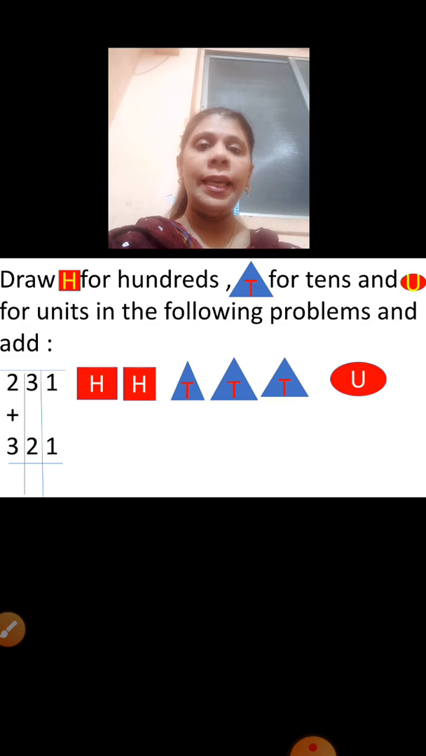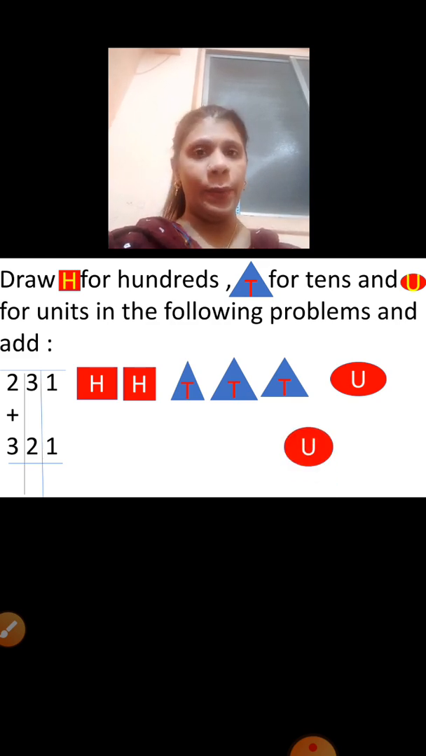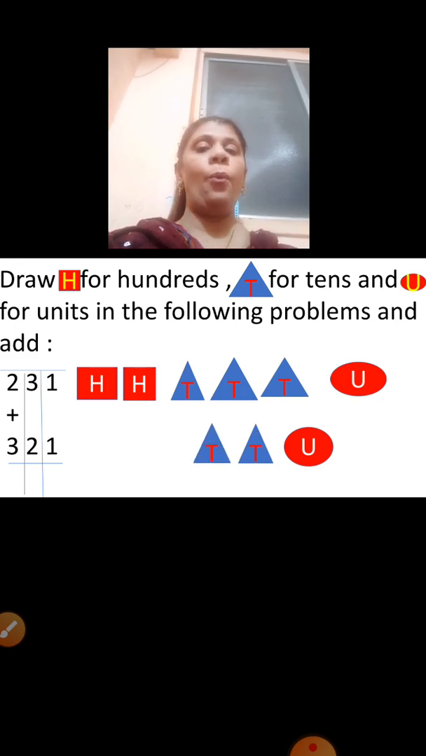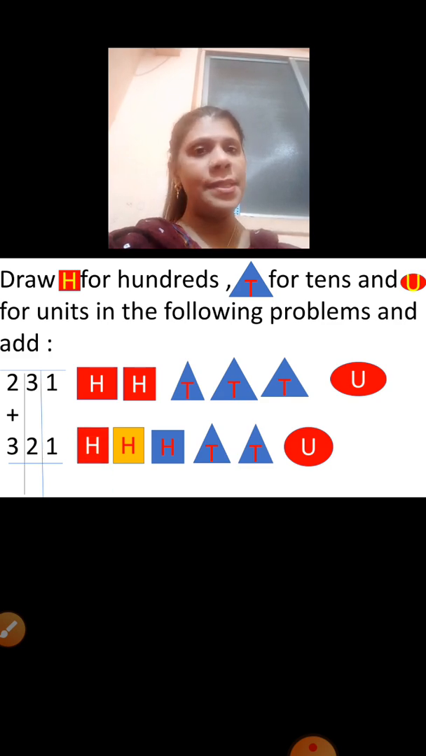Now see the next number. Below that, 321. Now which number is in unit place? Number 1. So again we are going to draw 1 unit. Then which number is in tens place? Number 2. Correct. So how many tens are we going to draw? 1 and 2. Now which number is in hundreds place? Number 3. So how many hundreds are we going to draw? 1, 2 and here comes 3.